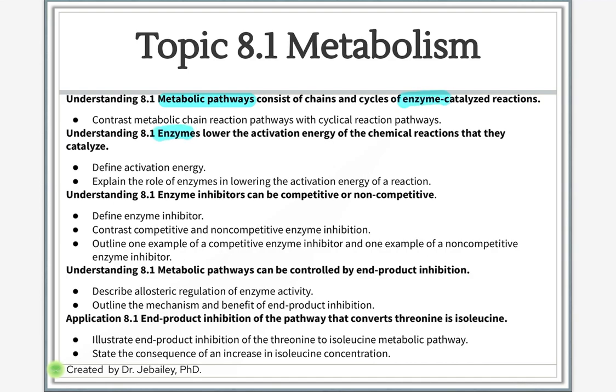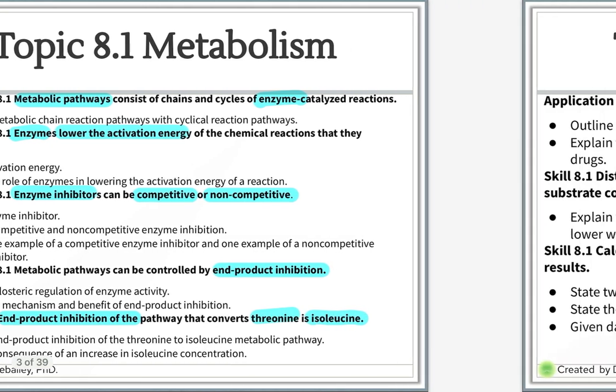We're going to talk about enzymes and activation energy. We're going to talk about different types of enzyme inhibitors, such as competitive and non-competitive. We're going to talk about end product inhibition and how it controls the enzyme actions. And then we're going to see one example, which is the end product inhibition of threonine turning into isoleucine.